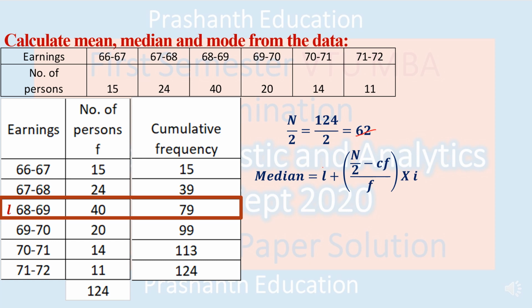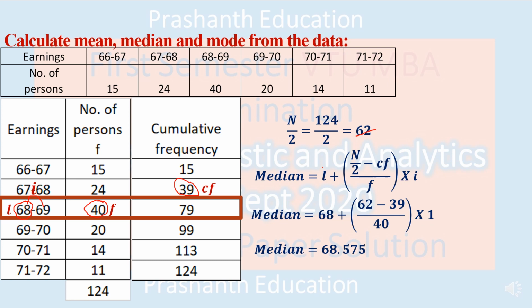L is nothing but the first number of the class, 68. Then the frequency is 40. Then the cumulative frequency of the previous class is 39, so CF is 39. Then I is the difference between 68 and 69, so 69 minus 68 is 1. We put all those together and calculate the median. The median comes to around 68.575.